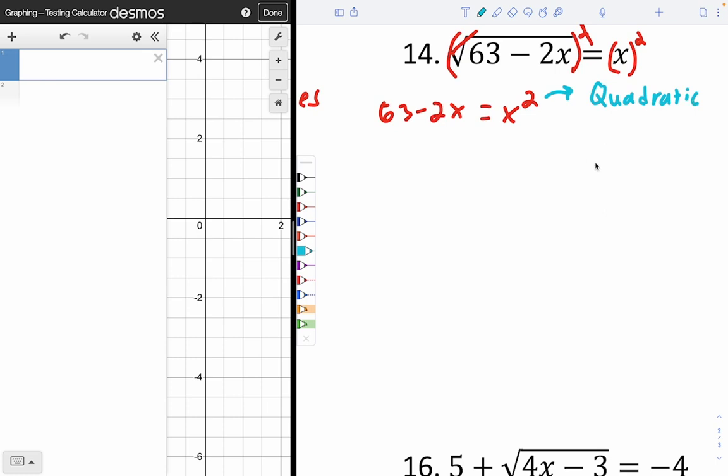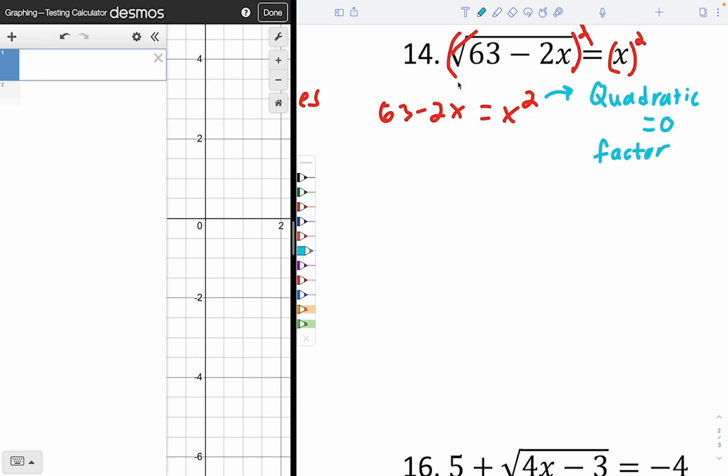Because that is a quadratic, we need to make it equal to 0 and factor to get the solutions. You only have to do this if it's a quadratic, which is why we spent an entire unit only solving quadratics.